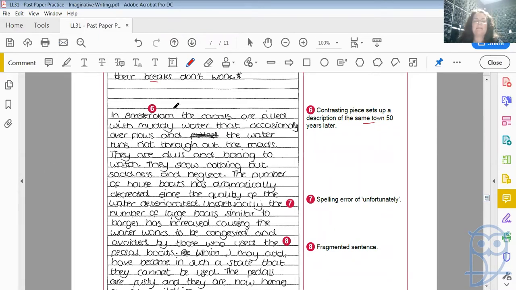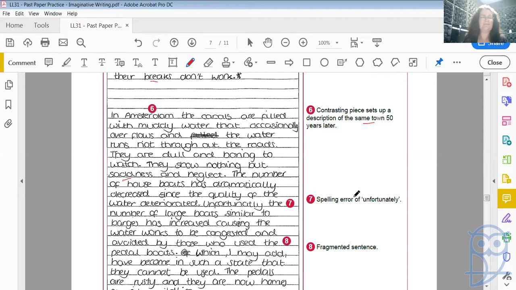Let's have a look. In Amsterdam, the canals are filled with muddy water that occasionally overflows, and the water runs riot throughout the roads. They are dull and boring to watch, so there's nothing attractive about the canals, as was suggested in the first piece. They show nothing but sadness and neglect. The number of houseboats has dramatically decreased since the quality of the water deteriorated. Unfortunately, the number of large boats similar to barges has increased, causing the waterworks to be congested and avoided by those who used the pedal boats.